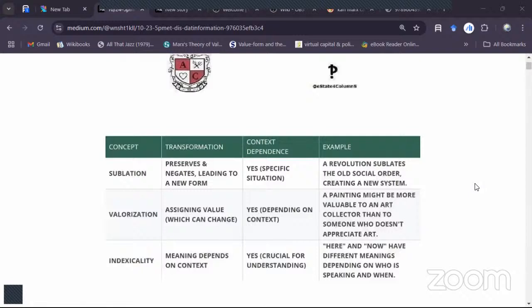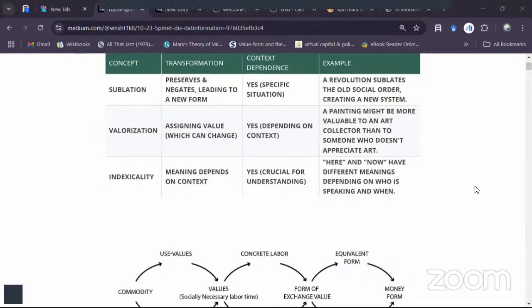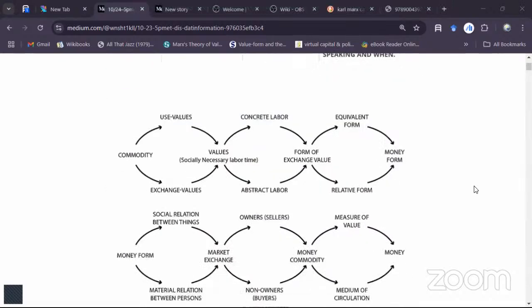Fiddling around with certain ideas about sublation, valorization, and indexicality, because I think there's a way of tying these things together. But there's a lot of other stuff that needs to be done first. So yesterday we looked at Harry Cleaver's diagram for the structure of the argument for Karl Marx's Capital Volume 1.